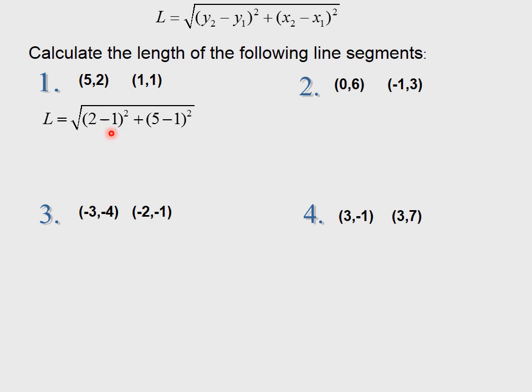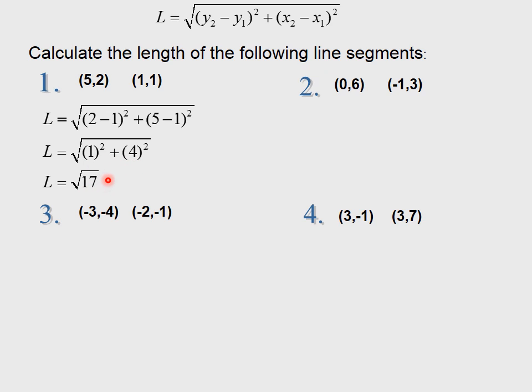Okay, and remember to keep them in brackets and then square them. So what does that give us? 2 minus 1 is 1, 5 minus 1 is 4. We square each, and then we're going to add them and square root. So this will be 1 plus 16, which is the square root of 17. Now we can leave our answer like that.